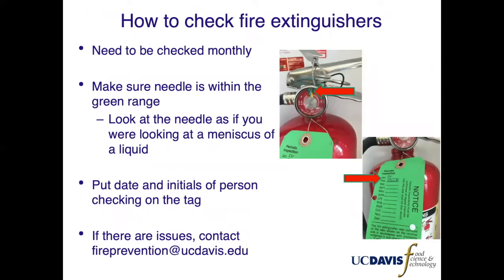So as I just said, these need to be checked monthly. So how do you check the fire extinguishers? Make sure the needle is within the green range. To do this, look at the needle as if you were looking at a meniscus of liquid. Put the date and the initials of the person checking on the tag. And if there are any issues, contact Fire Prevention Services at fireprevention@ucdavis.edu.